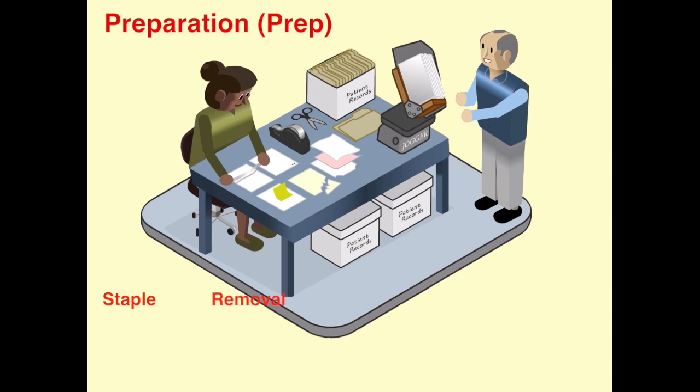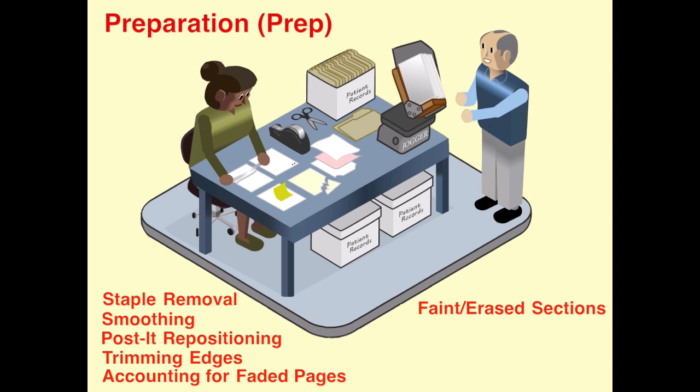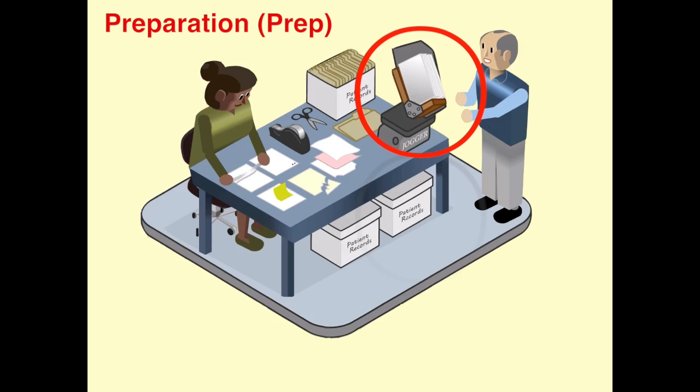Things like staple removal, smoothing down those staple holes, post-it note repositioning, trimming of the paper edges, accounting for faded fax pages, faint or erased sections, copying certain pages first to increase the contrast, and accommodating black and white versus color pages. We recommend the use of a jogger once the rest of the prep is completed. This aligns all your pages in a group along a common edge, and it readies them for the ultimate feeding into your high input scanner.